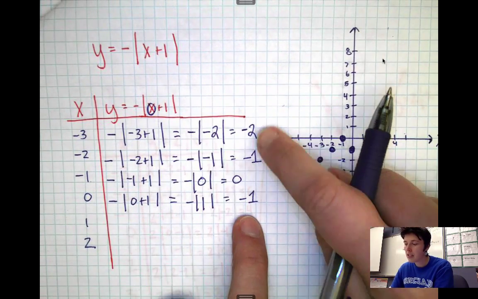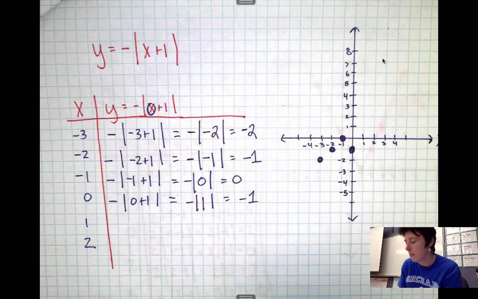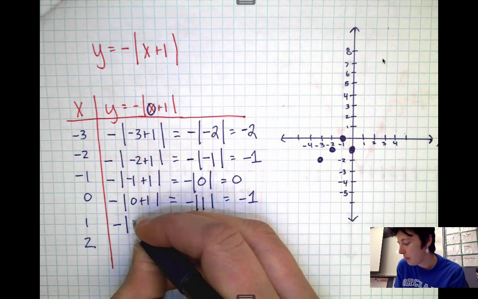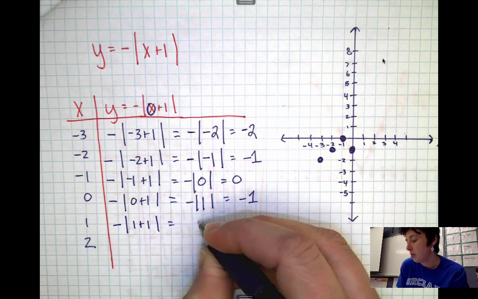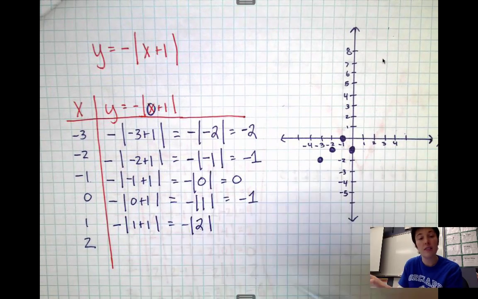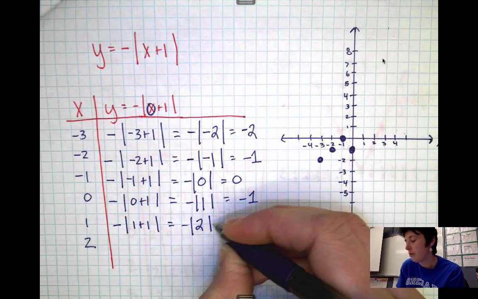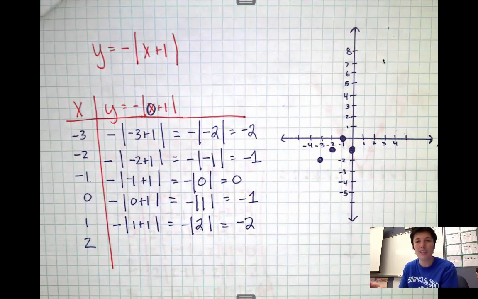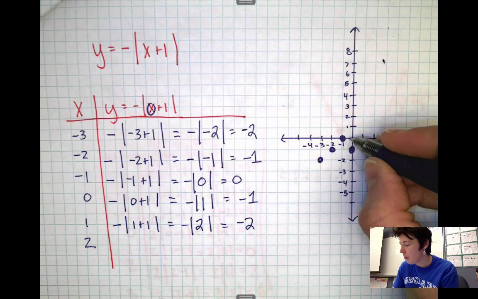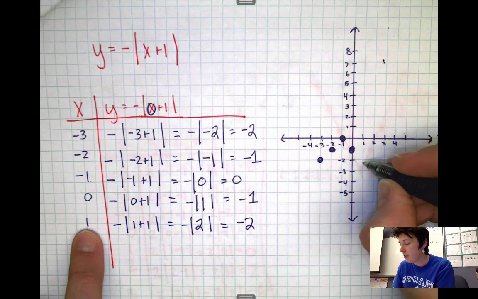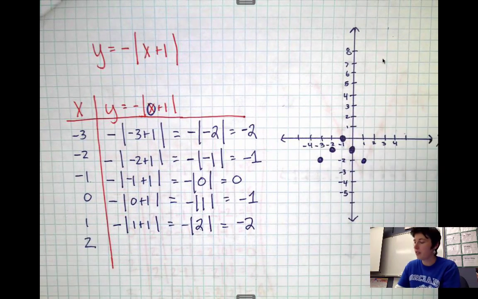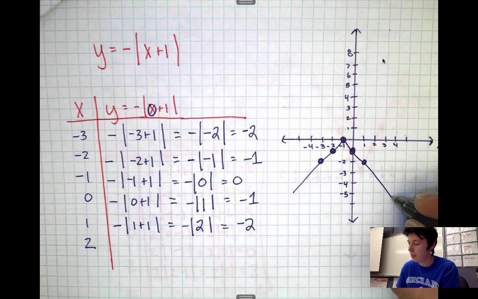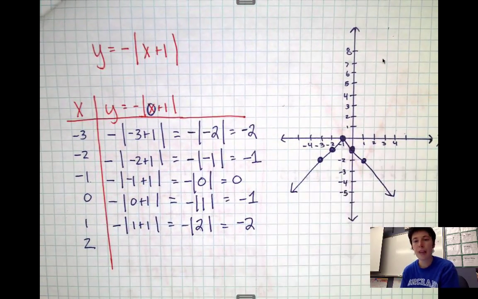So I'm expecting the next answer to be negative 2, but let's check the math on that. Negative absolute value, x plus 1, it's 1 plus 1. 1 plus 1 is 2 in the absolute value, but there's a negative sign on the outside. So 2 absolute value is 2, but with the negative on the outside, it goes back into a negative 2. So I have a point at 1 and negative 2, and sure enough, I'm feeling very confident. You can see the V now. It's going in this direction downwards. I'll draw some arrows. And I have my graph.